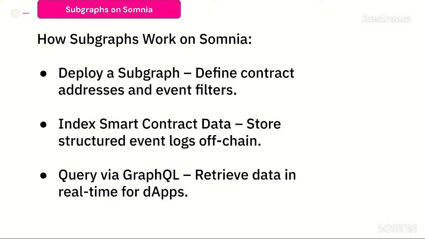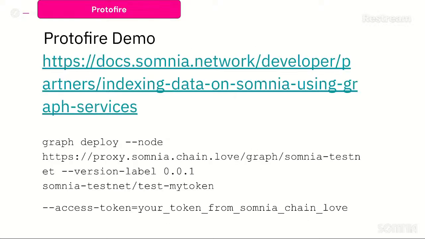So a quick run through on how the commands for using the Protofire service are different from using the OMI service. You'd see that it still makes use of the graph CLI command, which you'd have to install globally on your machine. And when you deploy, the only difference here is the particular URL that you pass, which is somnia.chain.love. So this service is also available for use, and developers can take the service, plug it into their applications, and start building.